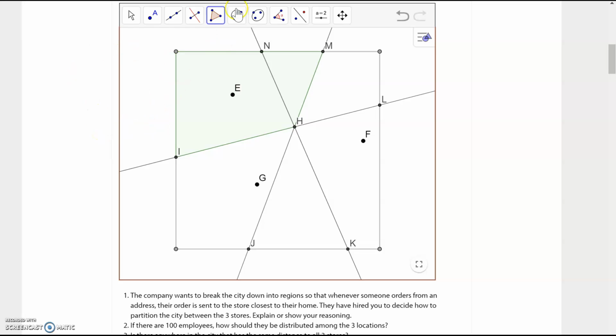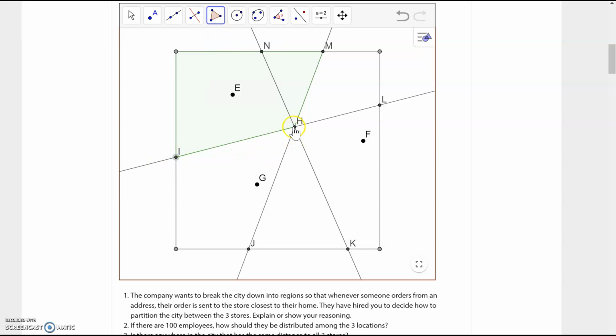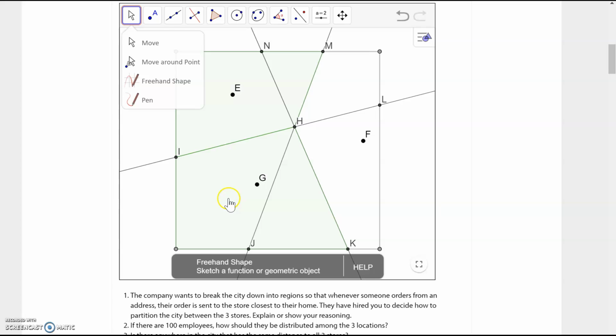Okay, now I'm going to do the same thing for the others. I'm going to go from I to H. I want the perpendicular bisector between G and F, and that is this one that goes down to K. Comes over, up to I, done. Now what I want to do is change this area.